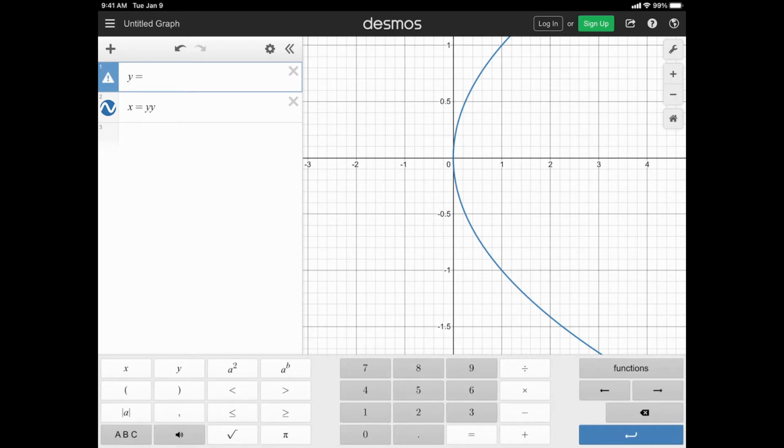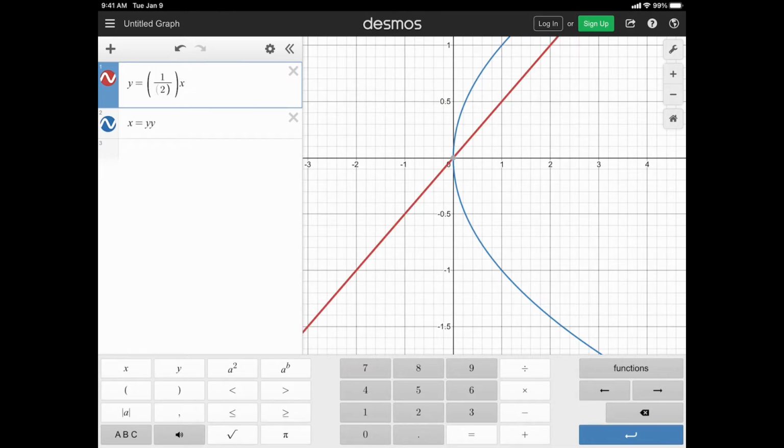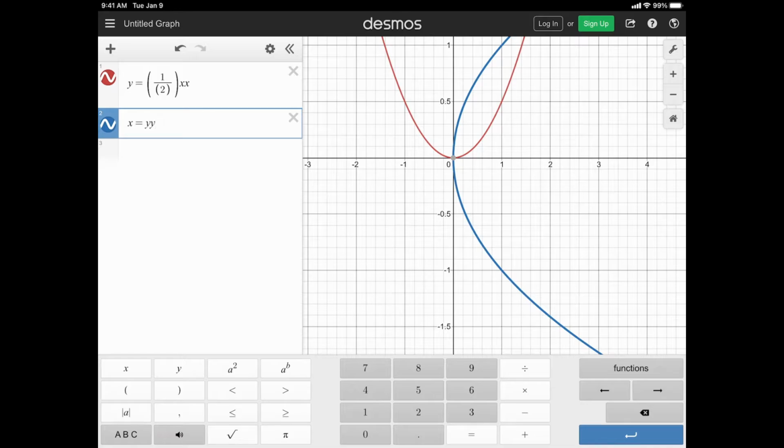One half, you can do a couple of ways. You could just type in parentheses, 1 divided by 2, close the parentheses, and then you notice that it kind of did that for you. And then you can just press go to the right. 1 half x squared. And then over here we want y squared plus 2y plus 1.